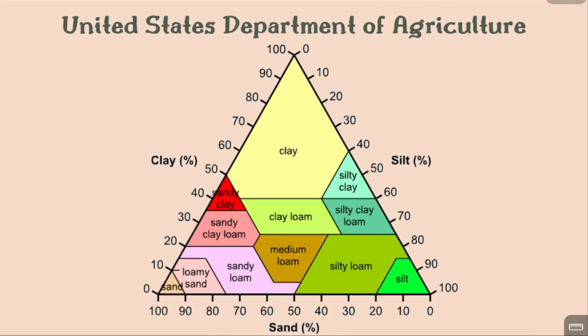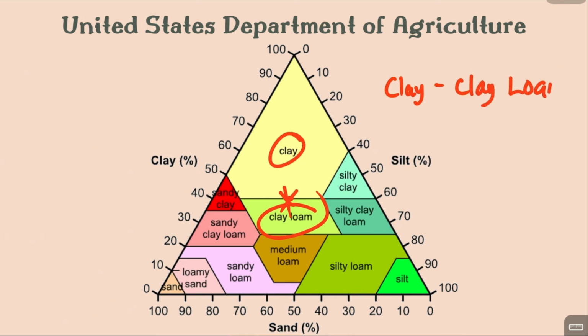Additional note: if the intersection lands on a boundary, for example, the boundary of clay and clay loam, we will read it as clay loam. So we will consider both regions, or both classifications, as our reading.